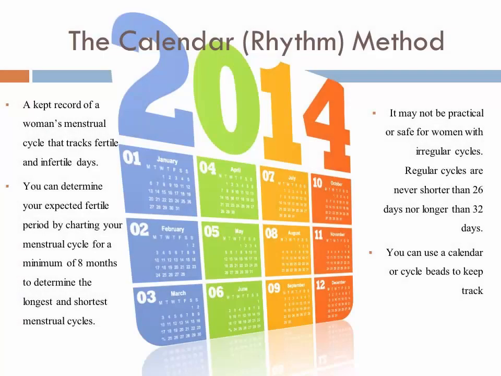The calendar rhythm method is a kept record of a woman's menstrual cycle that tracks fertile and infertile days. You can determine your expected fertile period by charting your menstrual cycle for a minimum of 8 months to determine the longest and shortest menstrual cycles. It may not be practical or safe for women with irregular cycles. Regular cycles are never shorter than 26 days nor longer than 32 days. You can use a calendar or cycle beads to help keep track.